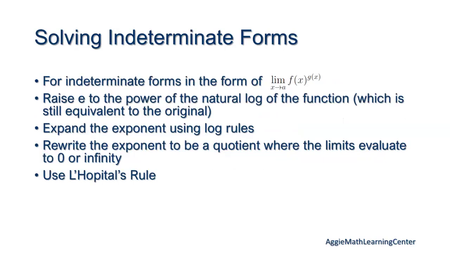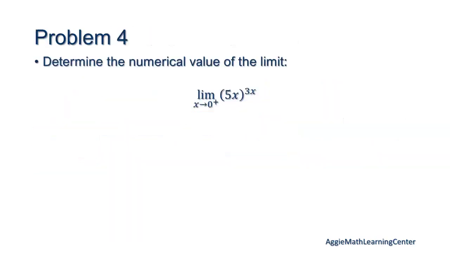But for indeterminate forms of the form f of x raised to the power of g of x, we have to take the natural log of the function in order to be able to use L'Hopital's rule. So we'll take the natural log, we'll expand the exponent using log rules, then rewrite the exponent to be a quotient so that we can use L'Hopital's rule. And chug away, I guess. So we'll practice this on problem 4.